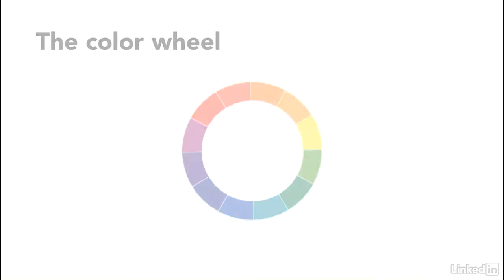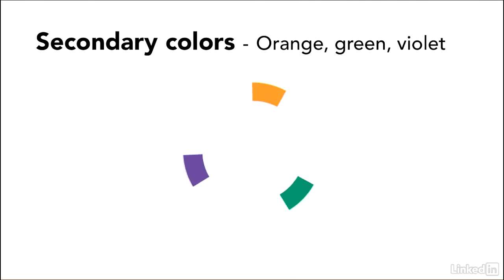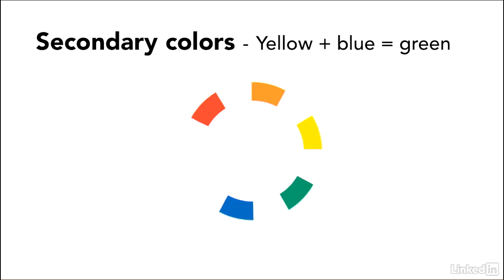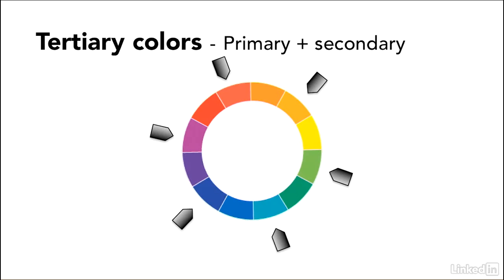The 3 primary colors are red, blue, and yellow. And the 3 secondary colors are orange, green, and violet. The secondary colors are created by combining 2 adjacent primary colors. So, for example, yellow and red equals orange, yellow and blue equals green, and blue and red equal violet. Now, if you combine a primary color with a secondary color, you get what's called a tertiary color. For instance, yellow and green create yellow-green, and violet plus red create violet-red.